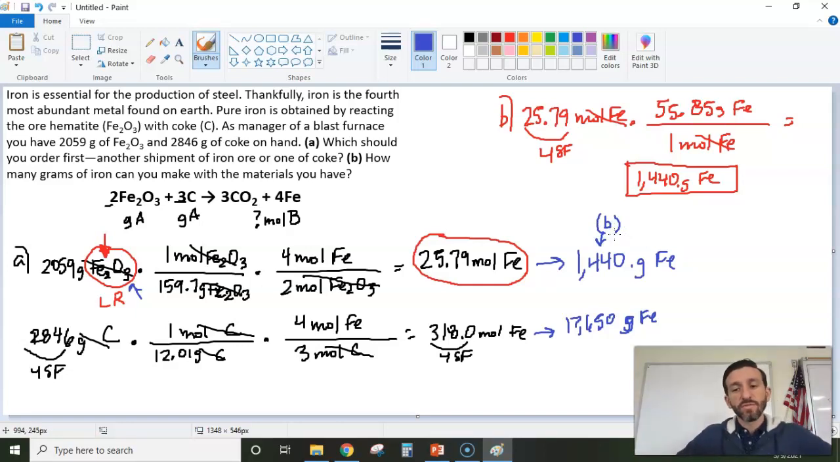Either way you solve this, you go to the moles of the product or the grams of the product, one step further, you still get the same answer, right? Unless it's asking you for a specific unit, then you have to do that. That's it.